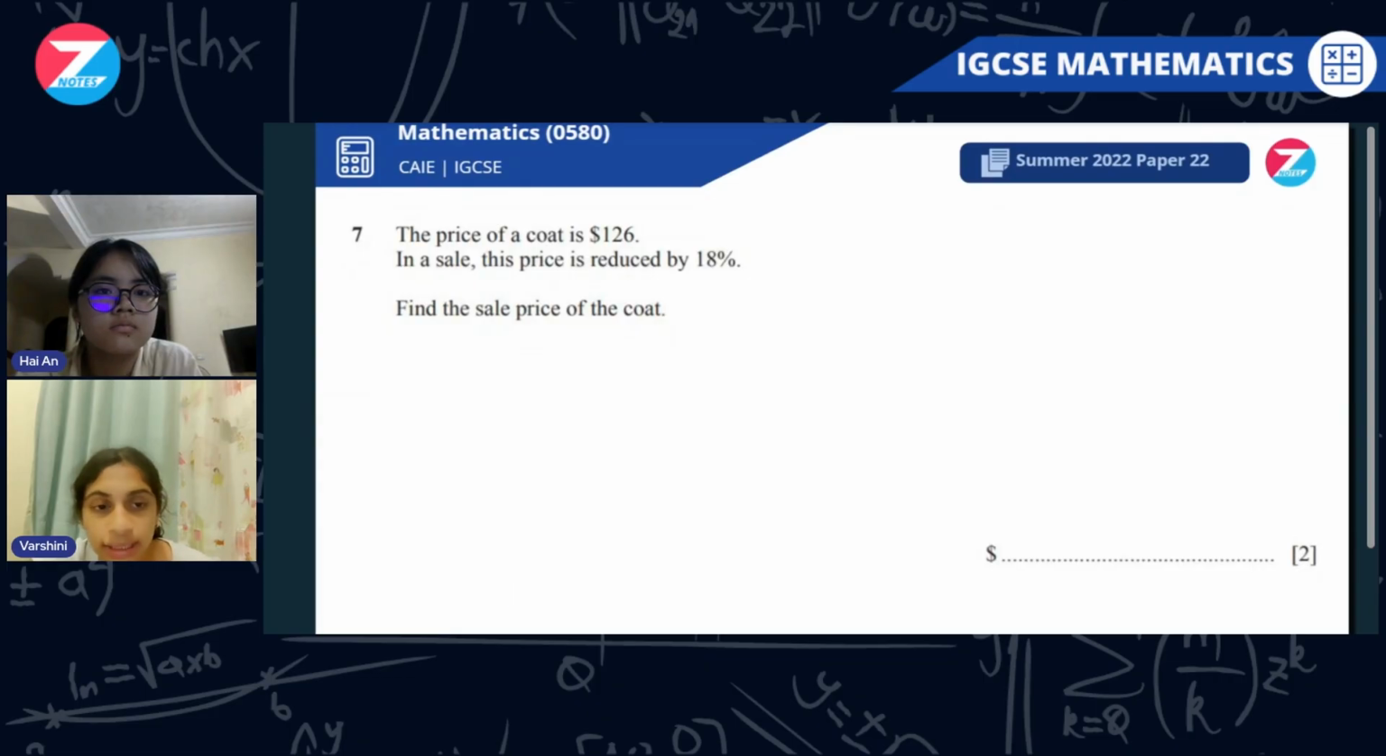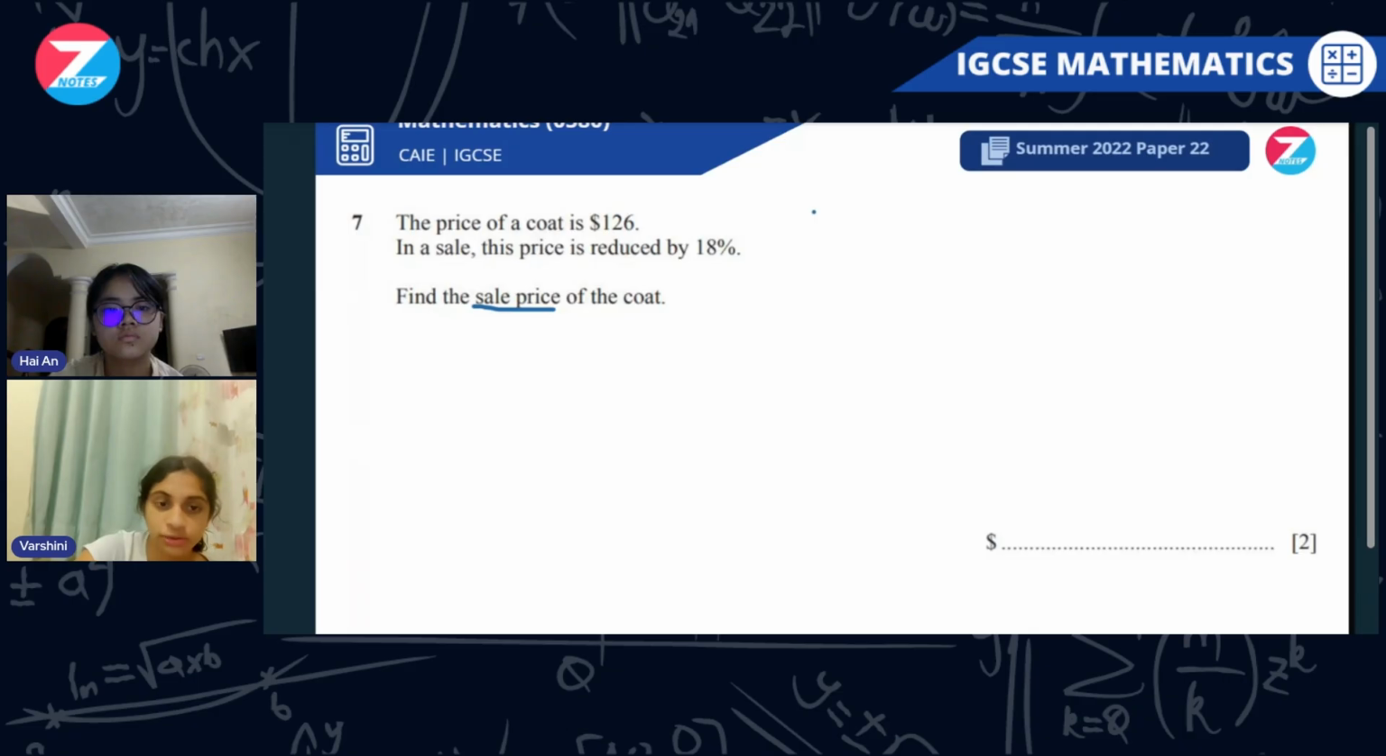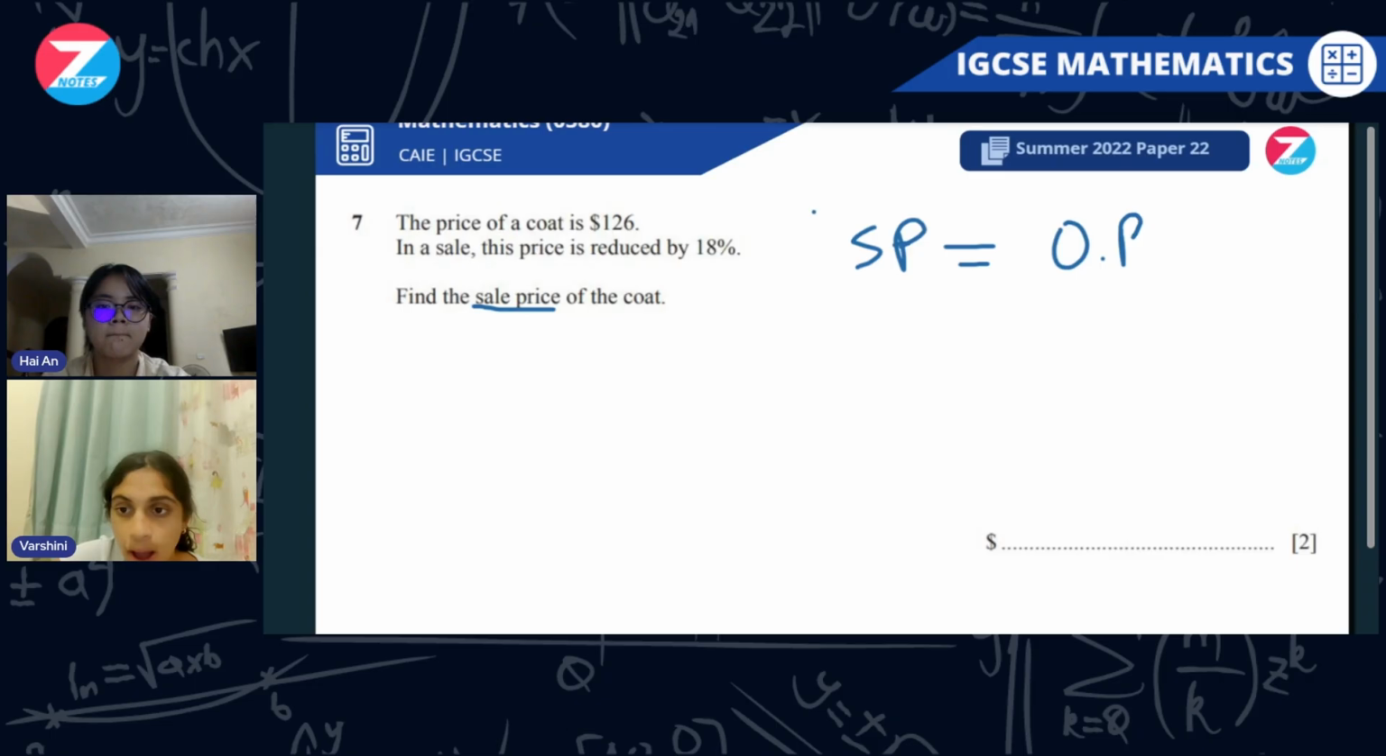The price of a coat is $126. In a sale, this price is reduced by 18%. Find the sale price of the coat. So all we need to do really is find the final price, and we know the initial price is 126. So we can say sale price SP is going to equal original price into 1 minus our loss in percentage, which we have by 100.